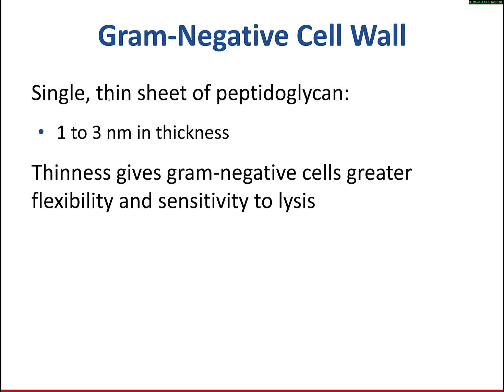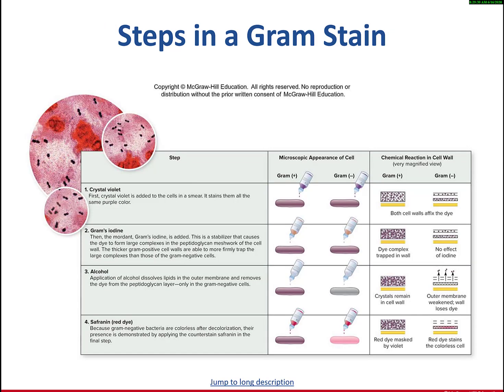The gram-negative cell wall is a single thin sheet of peptidoglycan, about 1 to 3 nanometers. You notice it's about 10 times thinner than the gram-positive, and the thinness gives the gram-negative cells greater flexibility and sensitivity to lysis. And so there are two fundamentally different forms. This is what we at least screen for initially: we do a gram stain to determine the nature of the beast. Which of the two is it? Well, there is a third bin, but it's not anywhere near as predominant. We'll talk about what the third bin is in a second.